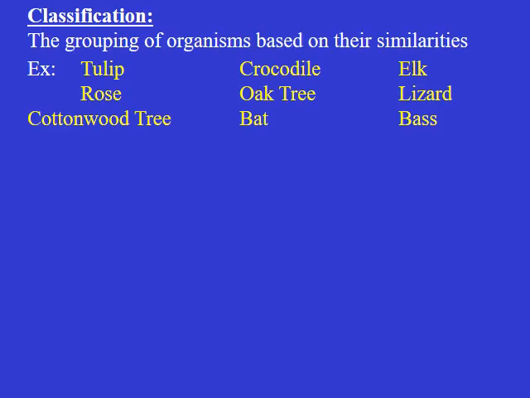All right, so classification. Classification is defined as the grouping of organisms based upon their similarities. And in reverse, you could also say it's the grouping of organisms based upon their differences as well. So we often look at similarities, but we also look at the differences to help us out. I've given you here nine creatures. We have a tulip, a rose, a cottonwood tree, a crocodile, an oak tree, a bat, elk, lizard, and a bass. That's a fish, in case you don't know what a bass is.